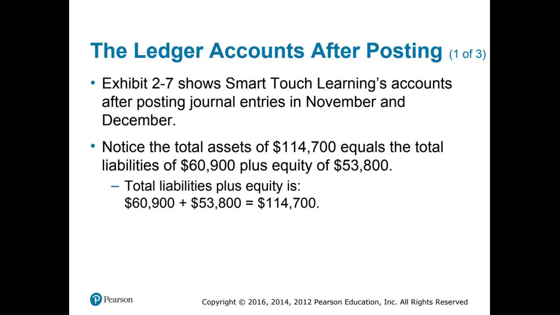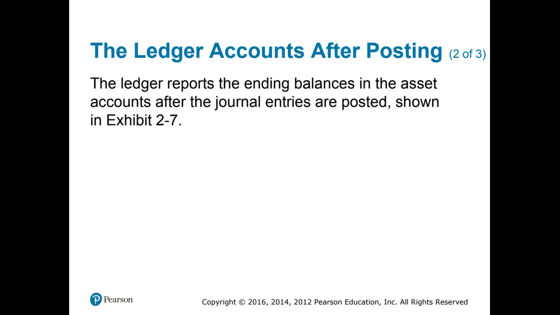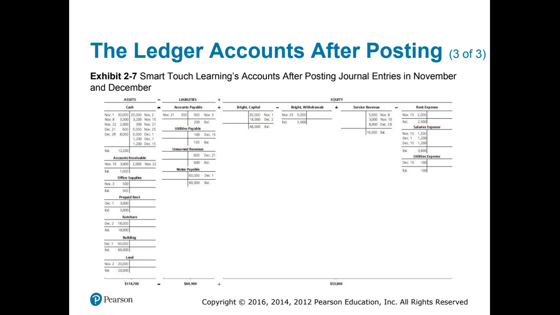So when we go to this next slide, this is the slide that we're referring to. Can you see that? So it's also in the book, but this $114,700 equals the $60,900 plus the $53,800. Assets have to equal liabilities plus equity. They have to balance. If they don't balance, something's off, something's wrong, and you need to go back and figure out what it is.